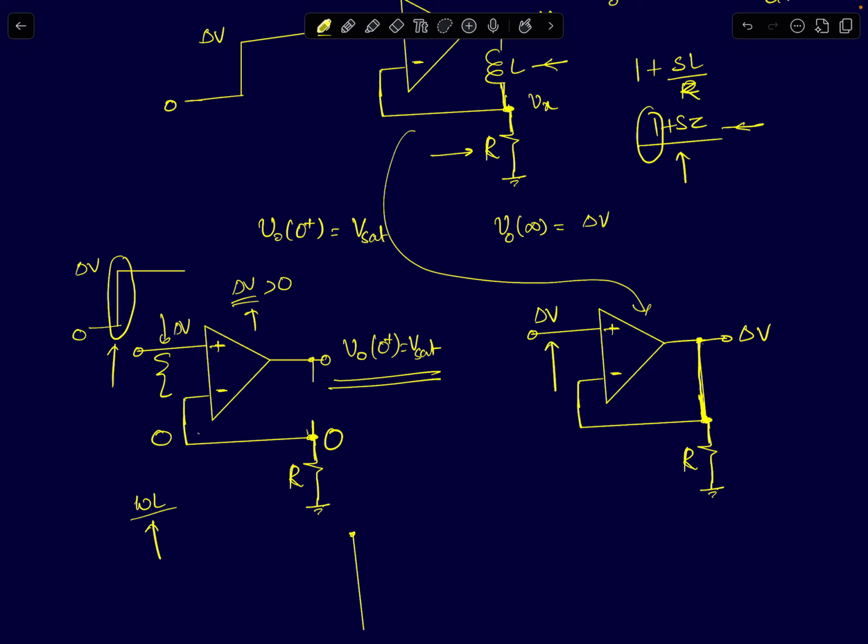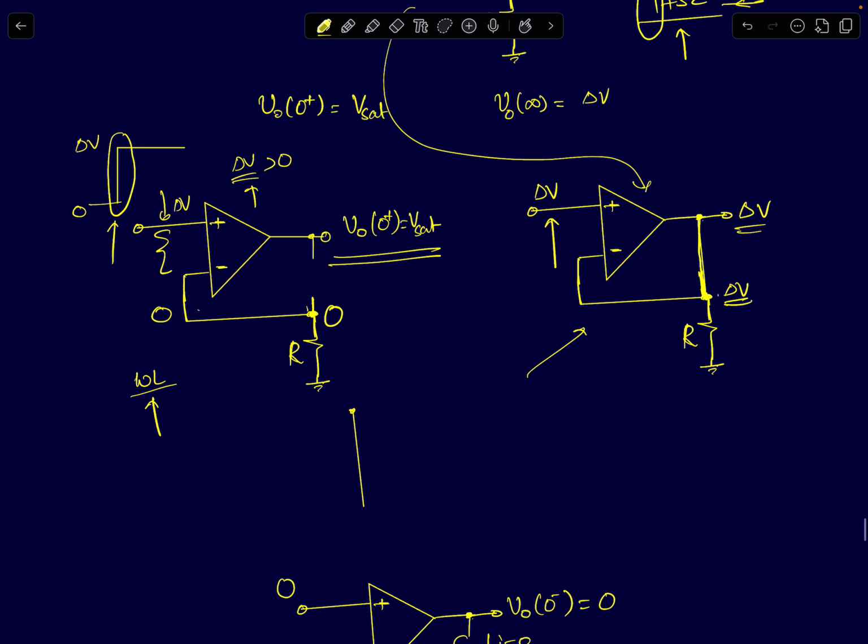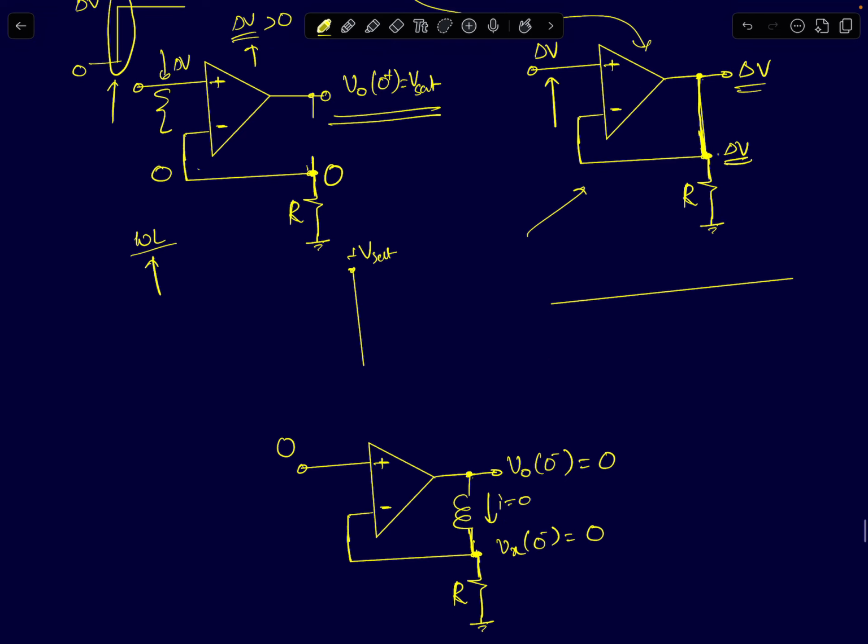So now this circuit looks like a voltage follower. So the output voltage will directly follow the input voltage. And the node voltage Vx will also come to delta V volts. So the circuit starts off at plus Vsat and then eventually reaches delta V volts. How does it reach that? We'll do the analysis in this lecture.